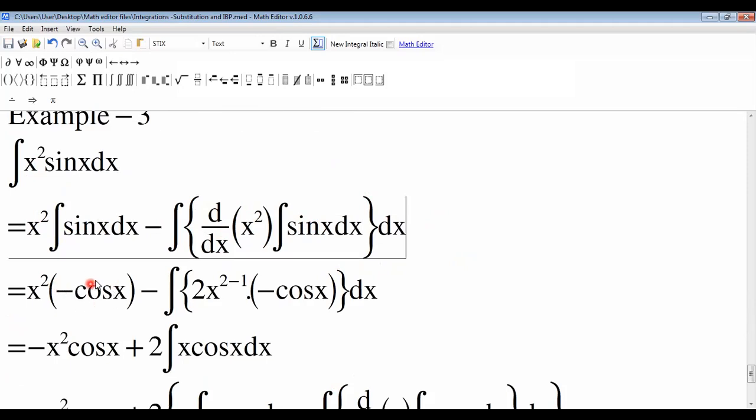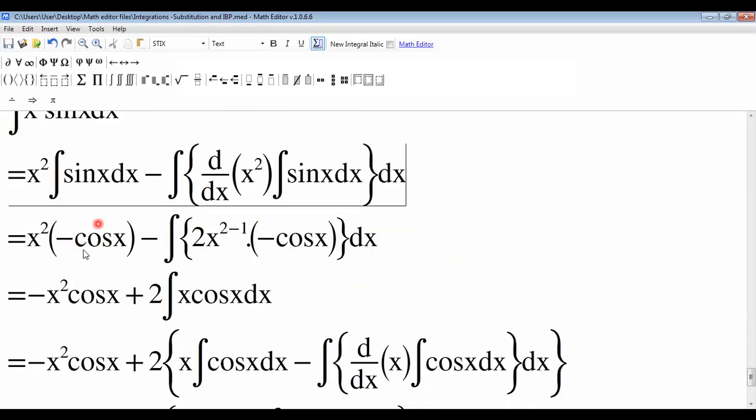Minus cos x. From the formula list, the integration of sin x is minus cos x. Now, the differentiation of x square will be what? Using the power rule, n into x to the power n minus 1, that means 2 into x to the power 2 minus 1, which is 2x to the power 1. And the integration of sin x is minus cos x.